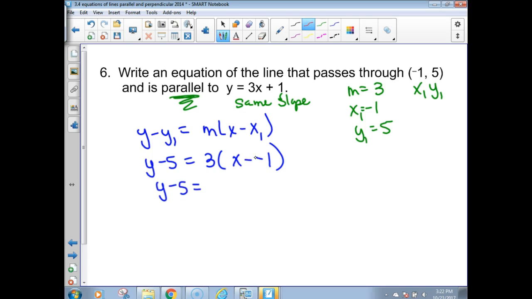We simplify. I'm going to change this minus a -1 to plus, and then distribute. 3x plus 3. Now you know why it's so important to be able to do algebra equation solving. Well, at least it's another good reason. 3x plus 8.